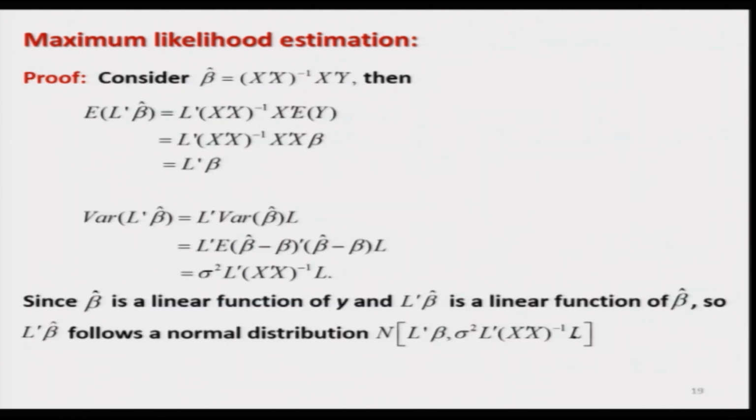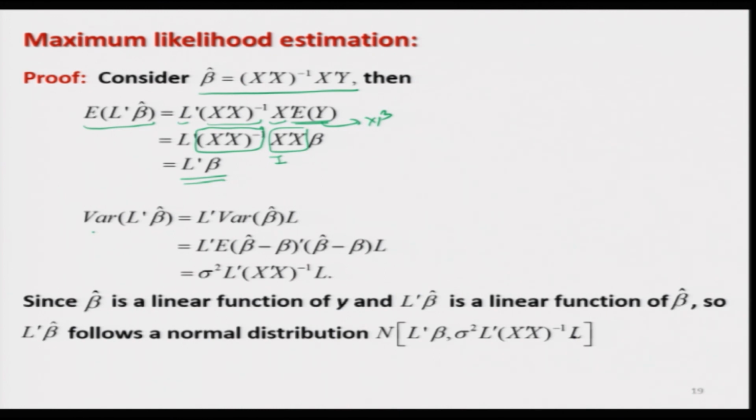Right. So, we consider here β̂ = (XᵀX)⁻¹Xᵀy, and then the expected value of Lᵀβ̂ becomes Lᵀ(XᵀX)⁻¹Xᵀ times the expected value of y, which is Xβ. Now, you can see that this is (XᵀX)⁻¹ and this is XᵀX. So, this becomes I, and we get Lᵀβ. So, you can see that this is an unbiased estimator.